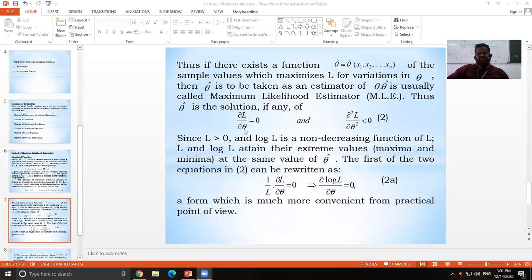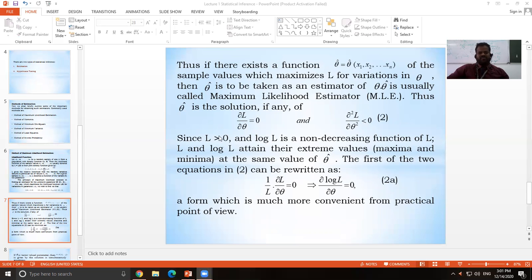First, we differentiate the likelihood function L. The first condition: differentiate with respect to the unknown parameter theta, equal to 0. The second condition: the second order partial derivative, dou squared of the likelihood function, with respect to theta squared is less than 0.